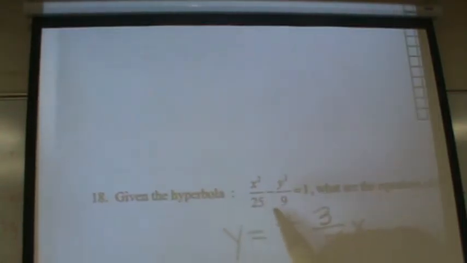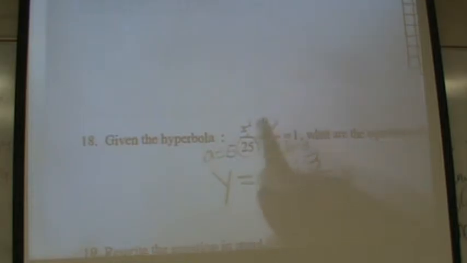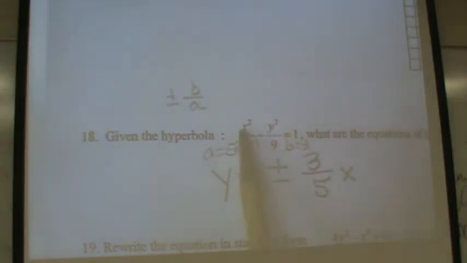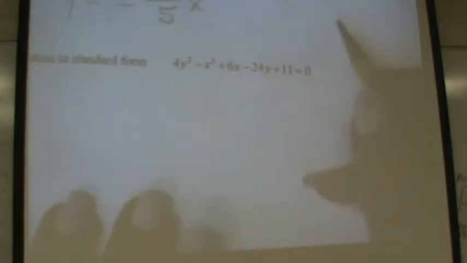Okay, if it's an X first, this first one is going to be your A value. So A is 5 and B is 3. If it starts with X squared, your asymptotes are plus or minus, B to A. If Y goes first, it's A to B. So if I had a Y here, it'd be 5 to 3. Okay.